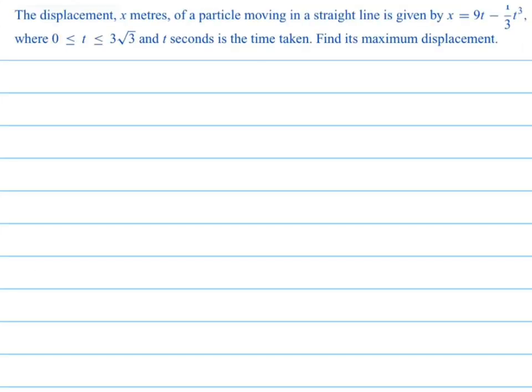Okay, we've got a question here which says the displacement x meters of a particle moving in a straight line is given by x equals 9t minus a third t cubed. And I kind of think of that as t being seconds. It is seconds, where t goes from 0 to 3 root 3 inclusive, and that's the time taken. So find its maximum displacement. Okay, let's do that now.